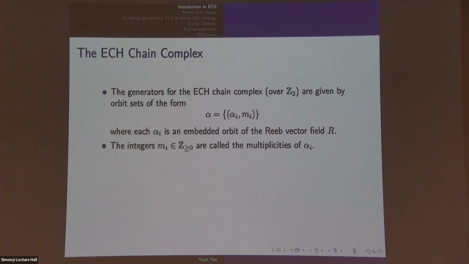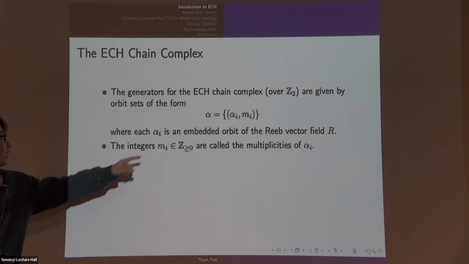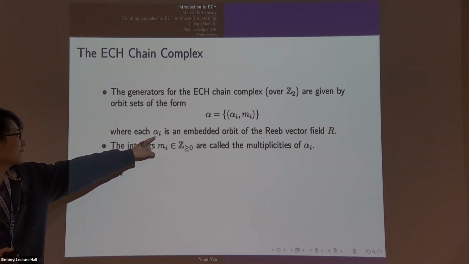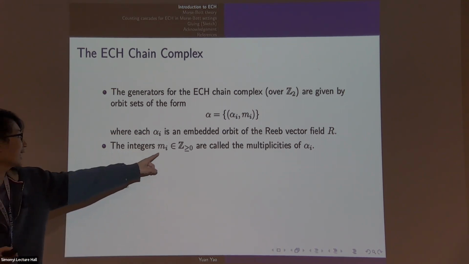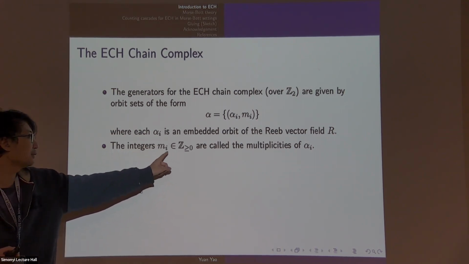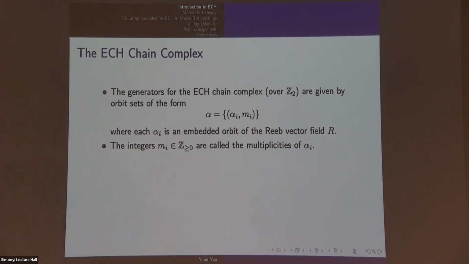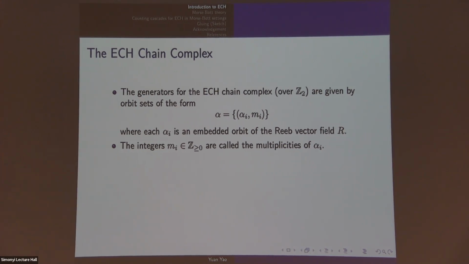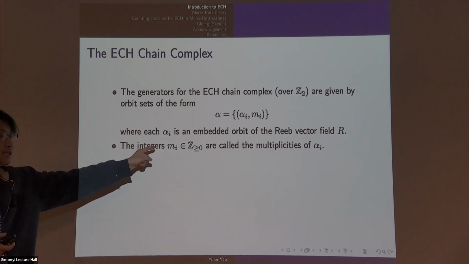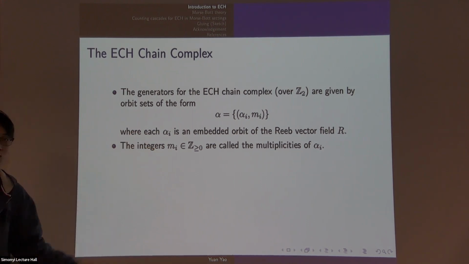So the generators for the ECH chain complex over Z2 coefficients are given by orbit sets. So it's a collection of embedded orbits alpha_i with multiplicity m_i, a positive integer. And the way ECH talks about a multiply covered orbit is by giving an embedded orbit with greater than 1 multiplicity.